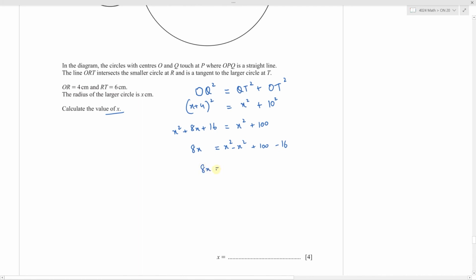So 8X equals 84. X equals 84 divided by 8. I can cancel by 4. 4 2s are 8, 4 21s are 84. So this is 21 divided by 2, which is 10.5 centimeters. So your value of X is 10.5 centimeters.